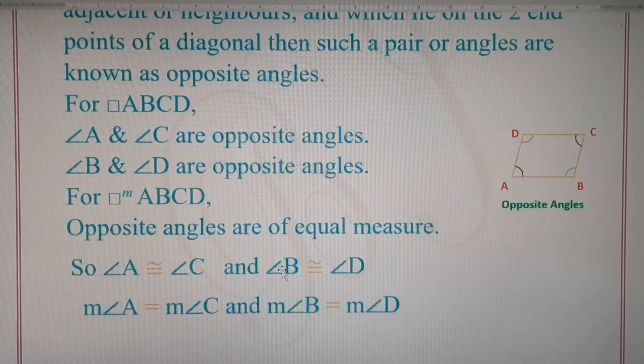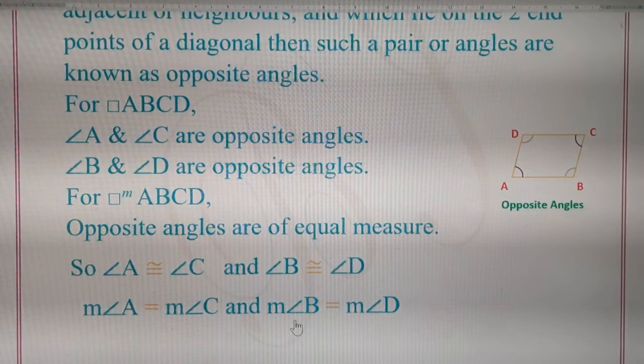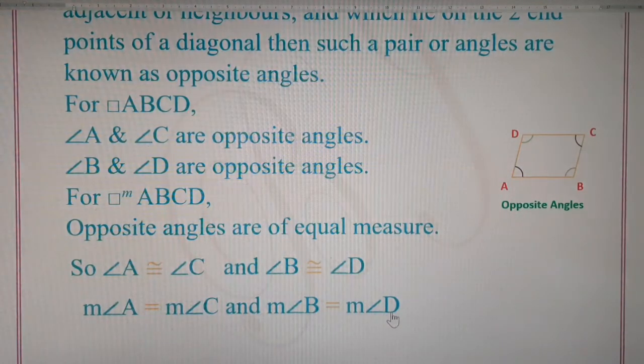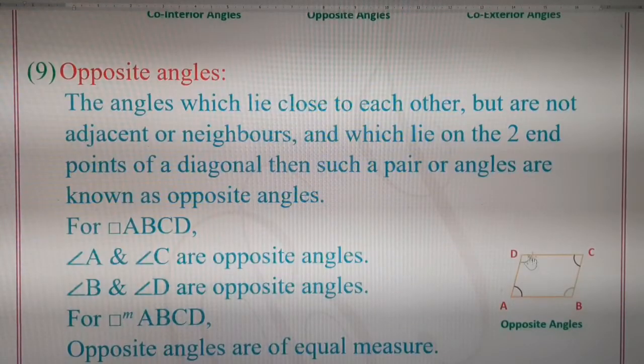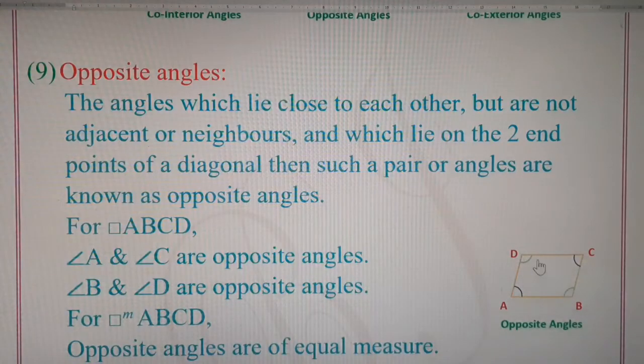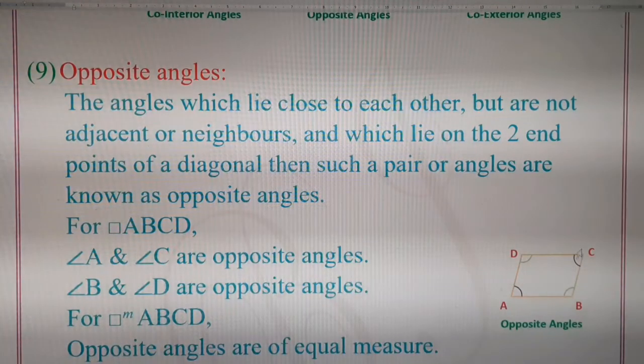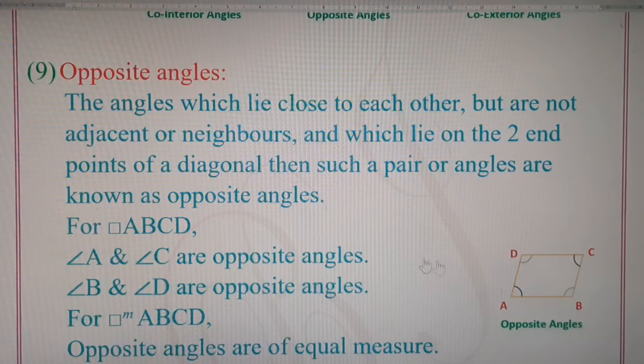Opposite angles are congruent. So we can say congruent angles are of equal measure. That means if angle B is congruent to angle D, we can say measure angle B is equal to measure angle D. So in a parallelogram, opposite angles are of equal measure and we can say opposite angles are also congruent. So here we should know which angles are known as congruent angles. So children, here we can say angle A and angle C are opposite angles and angle B and angle D are opposite angles.